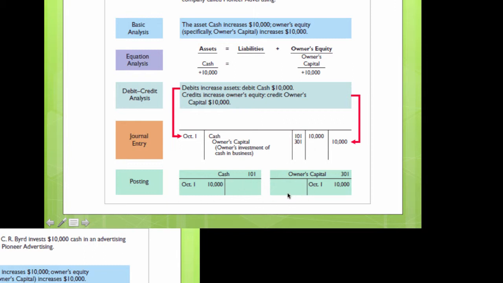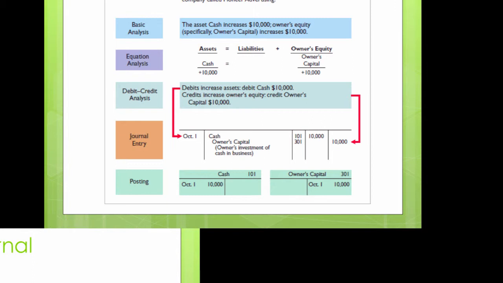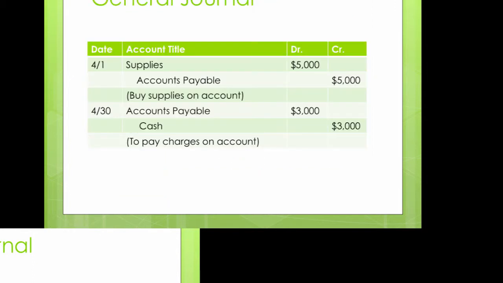Okay? That's basically what you're going to be doing this entire chapter. This visual shows you what the general journal looks like. Think of this as your checking account statement that you receive every month. The statement for your checking account records all of the transactions you made within the month. Correct? You paid bills, you deposited money, you took out cash.